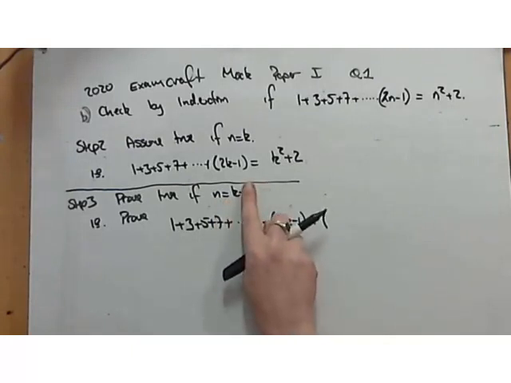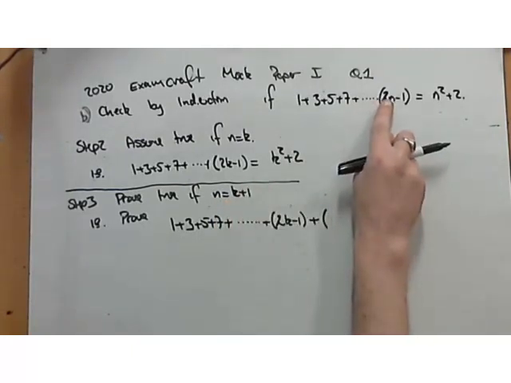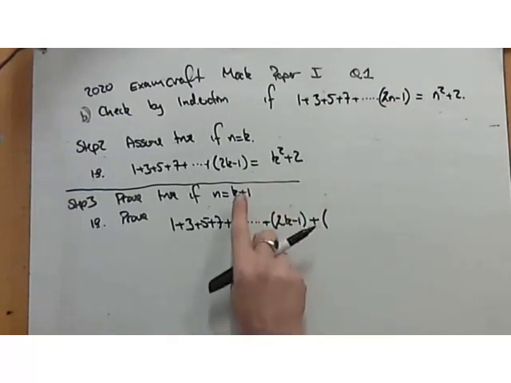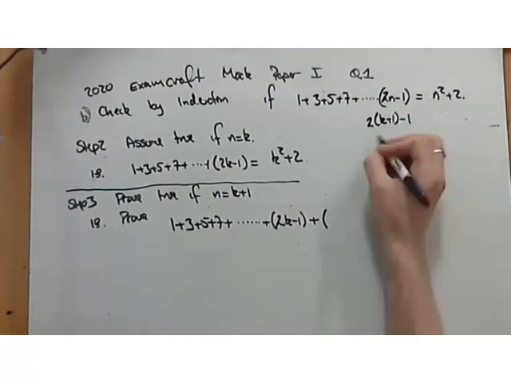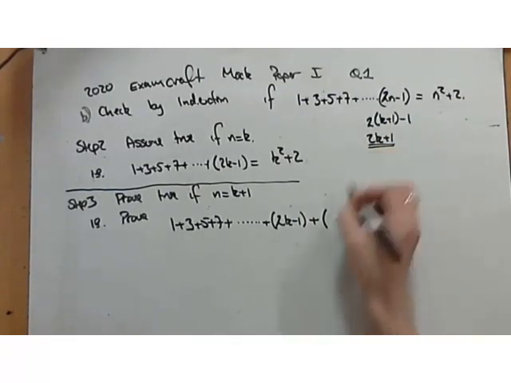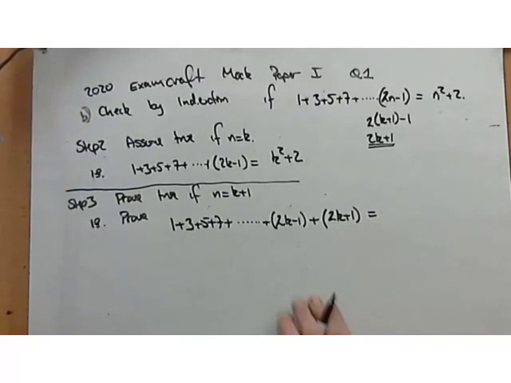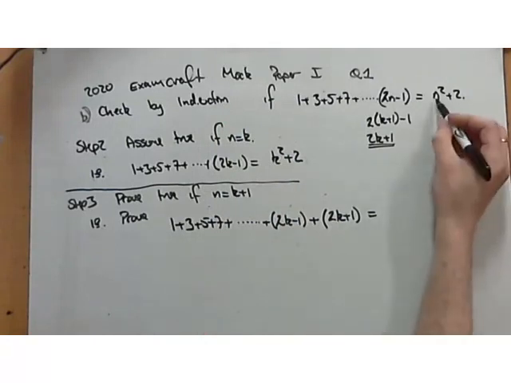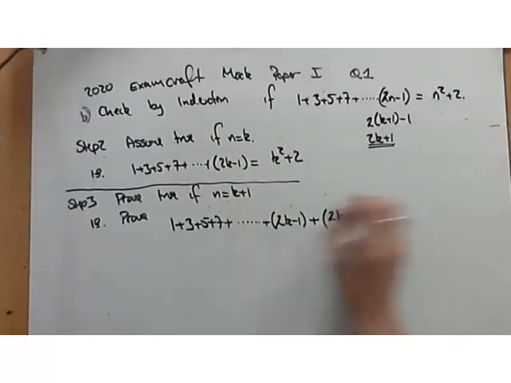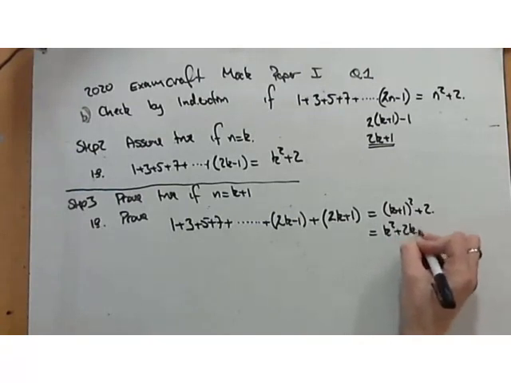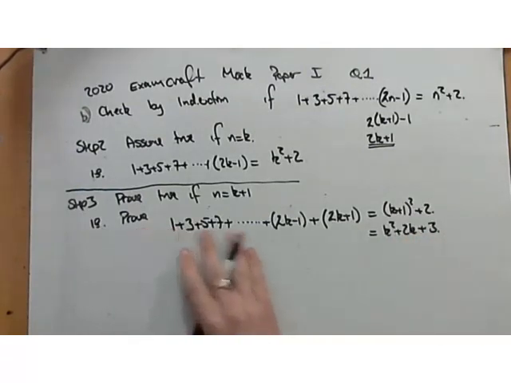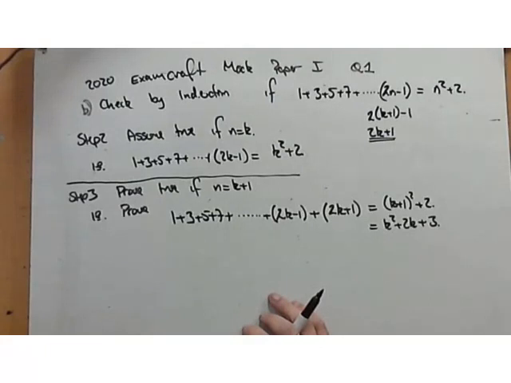When n was k, it's 2k minus 1, which is the previous step. And now I'm going to put n is k plus 1. And if n is k plus 1, this becomes 2 times k plus 1 minus 1, which is 2k plus 1. So I'm going to add on 2k plus 1. And the formula says that this should be equal to whatever n is, you square it. In this case, n is k plus 1, so it should be k plus 1 squared plus 2, which is k squared plus 2k plus 3. So I'm going to prove that that is true if that is true.